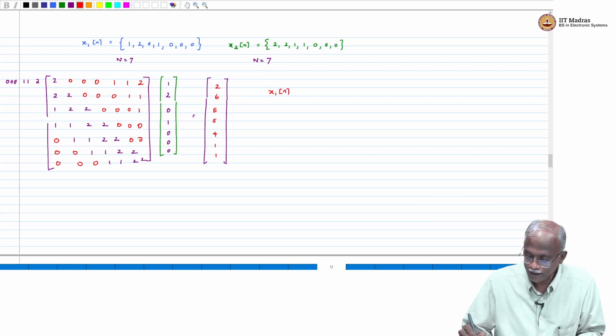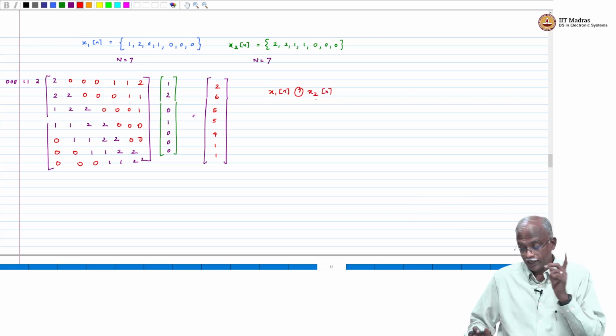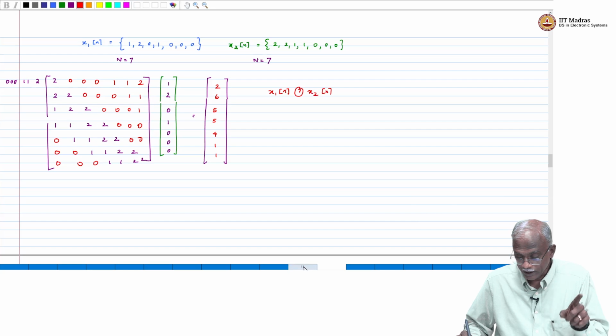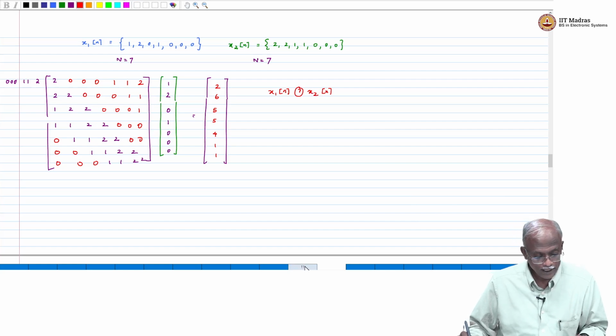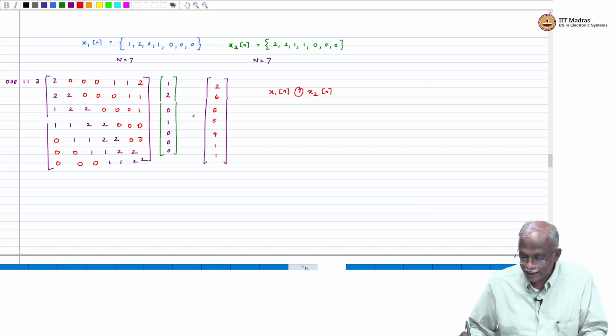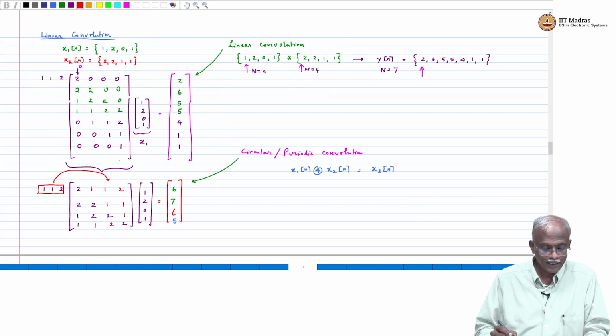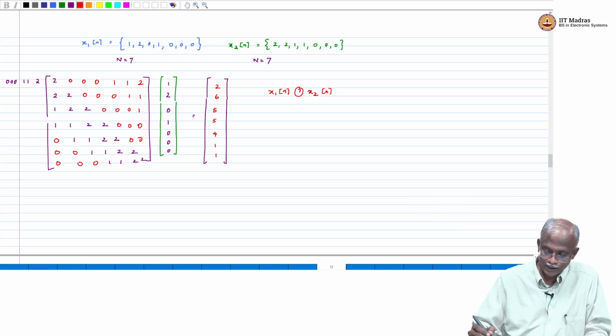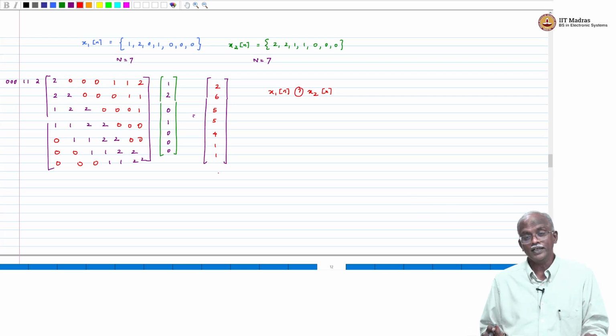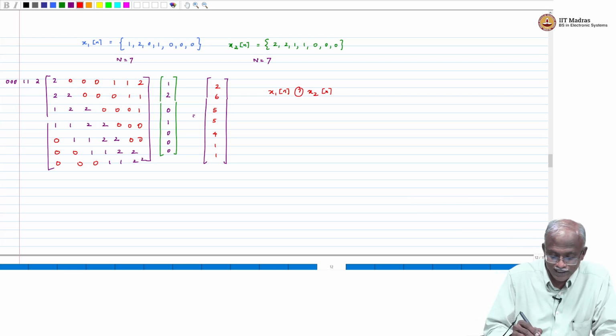X1 of n 7-point circular convolution or periodic convolution with X2 of n. This is what we did. Okay. Now let's go back and look at the sequence that we obtained for the linear convolution that we did. 2, 6, 5, 5, 4, 1, 1. What did we get with the periodic convolution? 2, 6, 5, 5, 4, 1, 1. Okay, what is the observation?